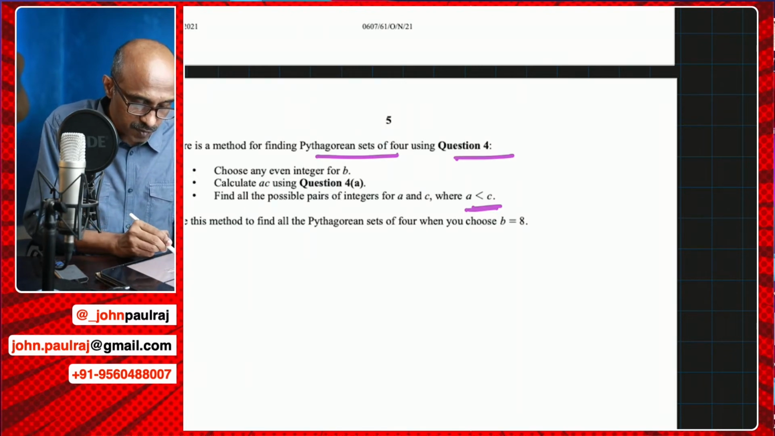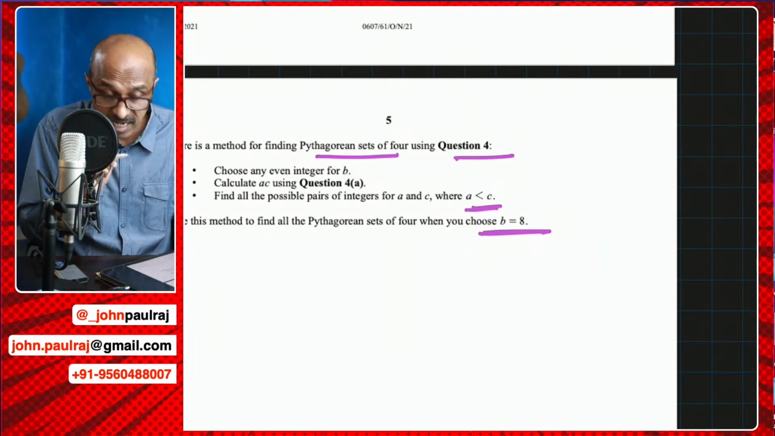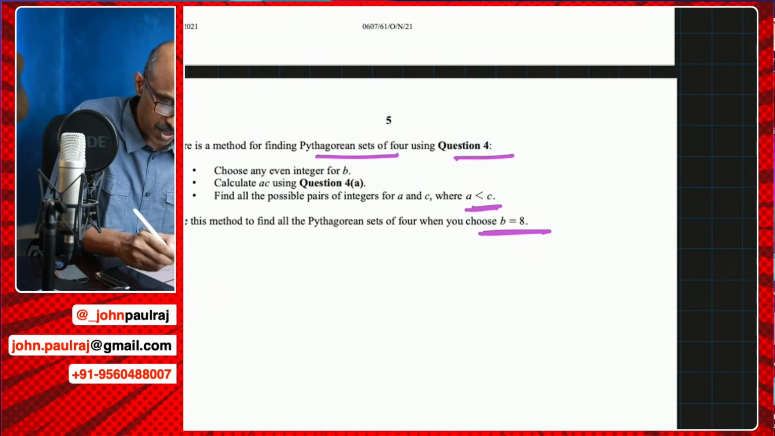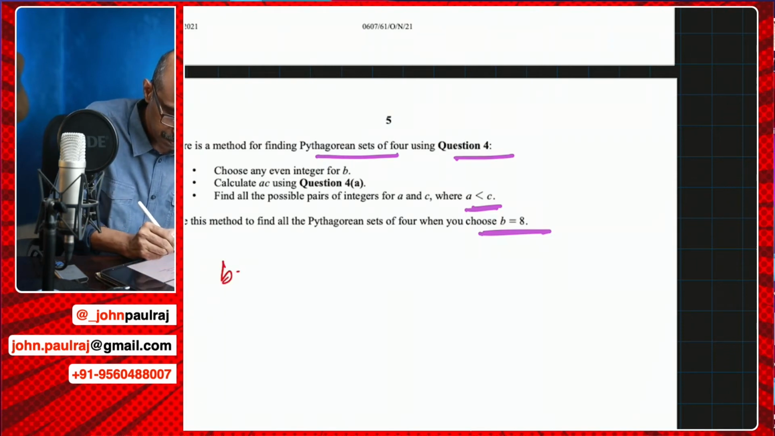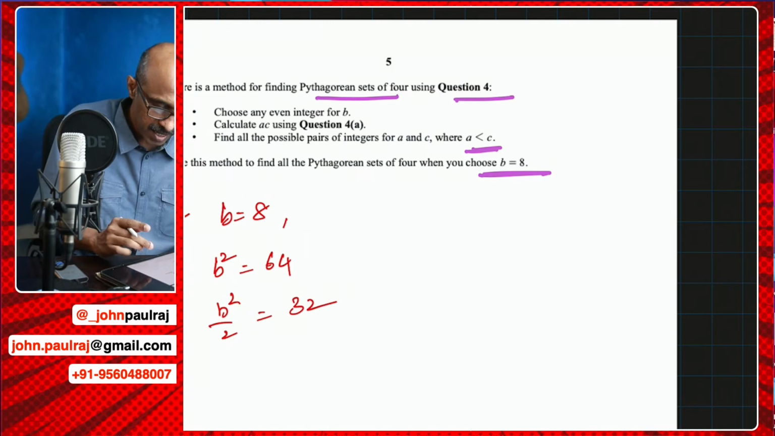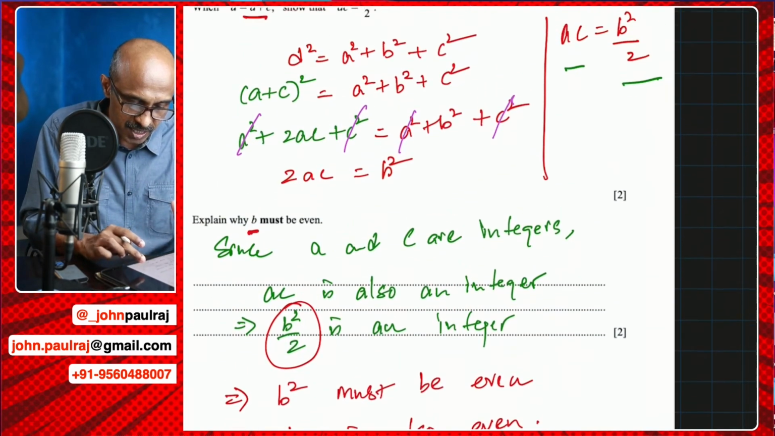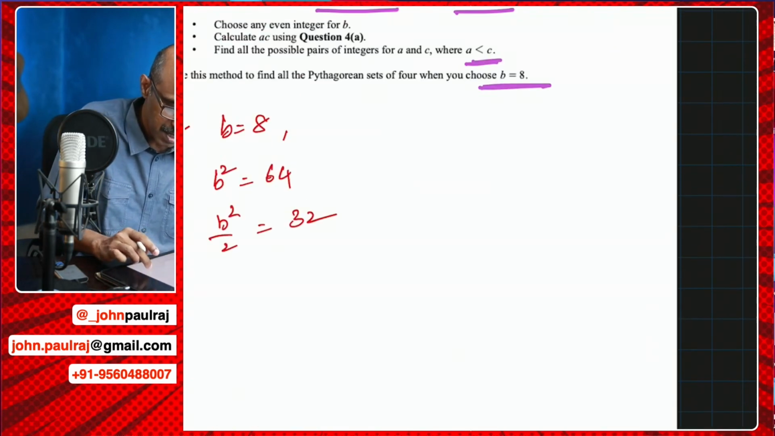Use this method to find all Pythagorean sets of 4 when you choose b equal to 8. Remember, we're starting with b as an even integer, okay? So b is equal to 8. When b is equal to 8, b squared must be 64, which means b squared over 2 is 32. And that is going to be equal to a times c, from the previous part.